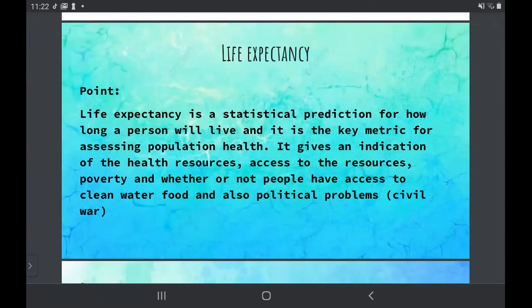Next, we're moving on to life expectancy. So the first point is life expectancy is a statistical prediction for how long a person will live, and it is a key metric for assessing population health. It gives an indication of the health resources, access to the resources, poverty, and whether or not people have access to clean water, food, and also political problems, such as civil war.